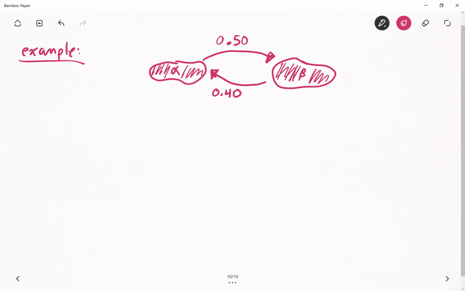Based on these numbers, given the assumption that the total population remains constant, that means that 50% of the population will stay in region alpha each year, and 60% of the population stays in region beta each year. We're going to create a mathematical model. Oh, one more piece of information we need before we can continue. Let's say the initial populations.